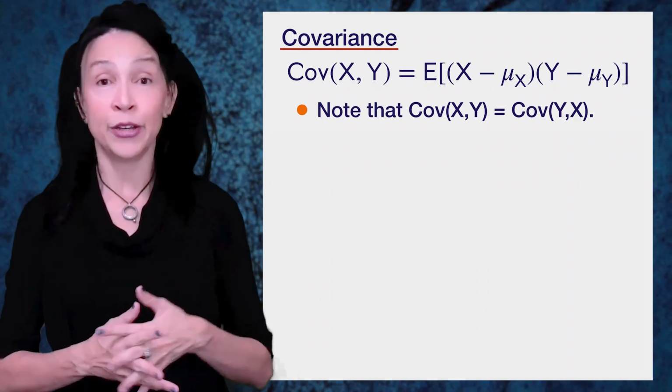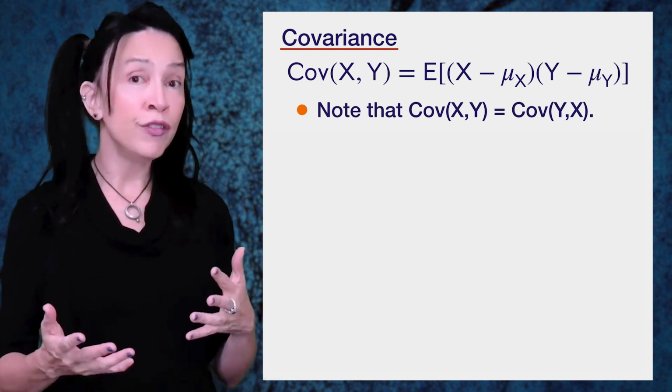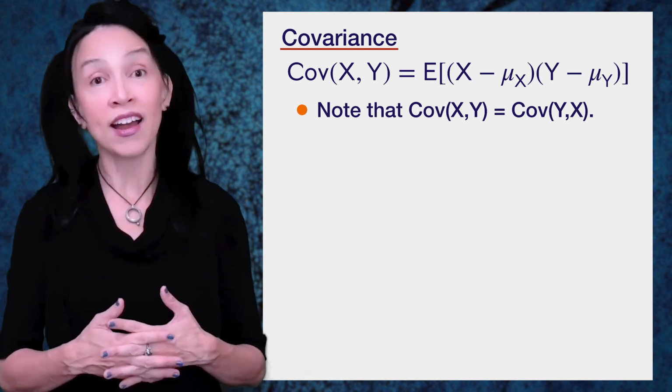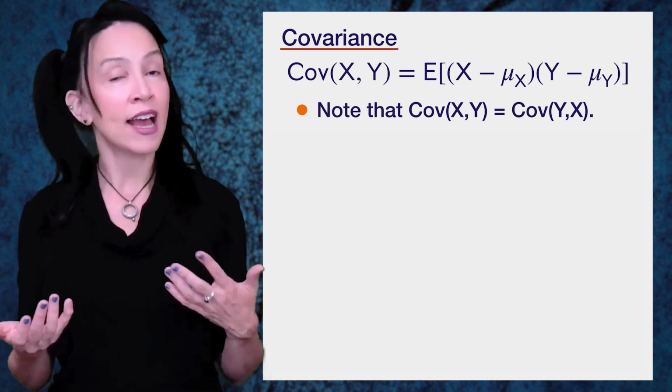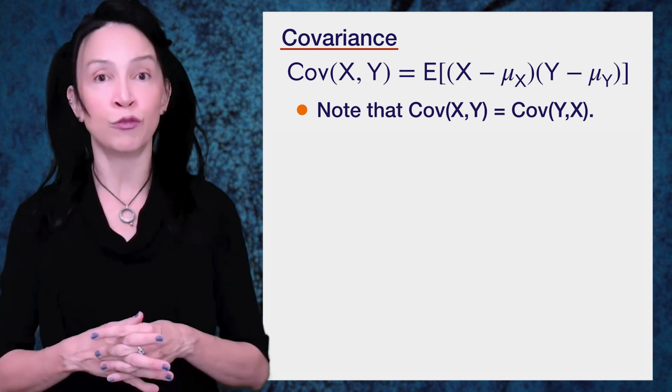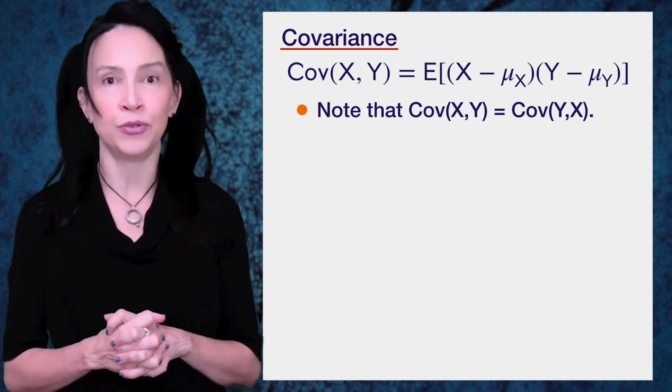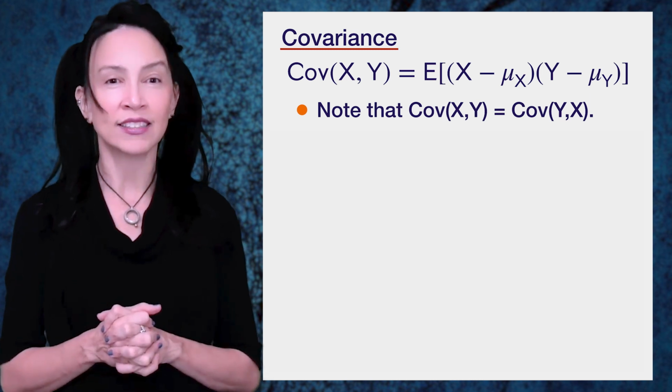It's easy to see using this definition that the covariance is symmetric in X and Y. That is, the covariance of X and Y is the same thing as the covariance of Y and X because you just flip these two terms in a product.